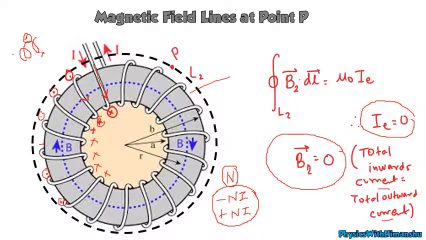So even in the region outside the toroid, in all this region the value of the magnetic field will be equal to 0. Because if I form a loop here, then the total inwards current, the current going inside the paper or inside the plane, is equal to the total outwards current. So inwards current is negative, outward current is positive. So the net current enclosed will be equal to 0, so the magnetic field will be equal to 0.